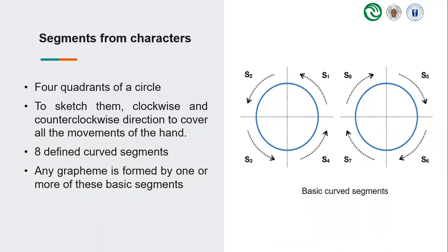We propose to consider the four quadrants of a circle as the segments to work with. For the sketch, they follow a clockwise and counterclockwise direction in order to cover all the movements of the hand. As a result, there are 8 defined curved segments. They have different curvatures and direction, which make it possible to capture each person's typical handwriting features. For the sake of simplicity in this work, it is assumed that a grapheme is formed by one or more of these basic segments.